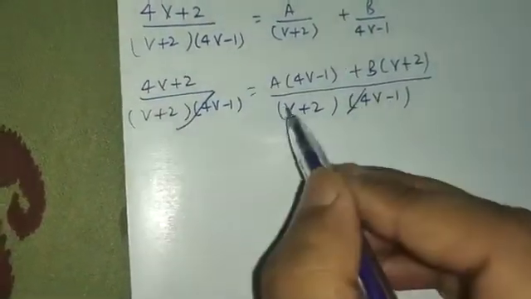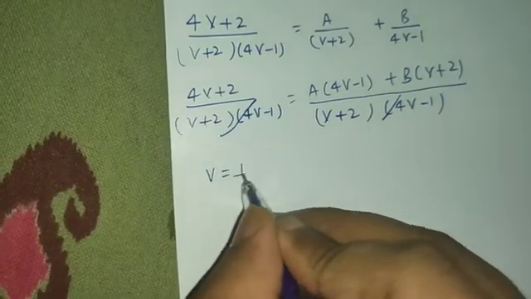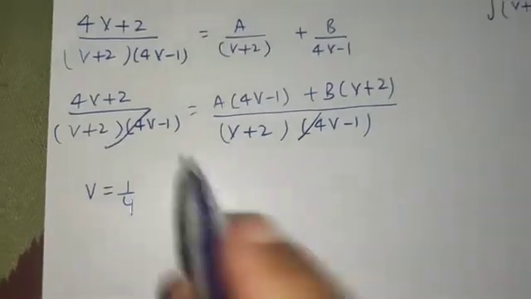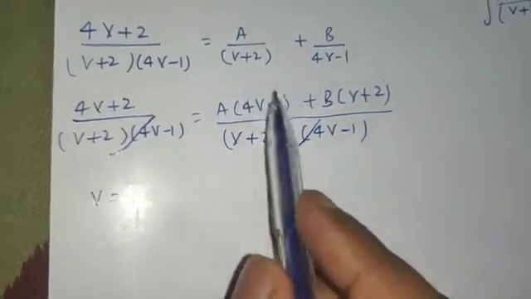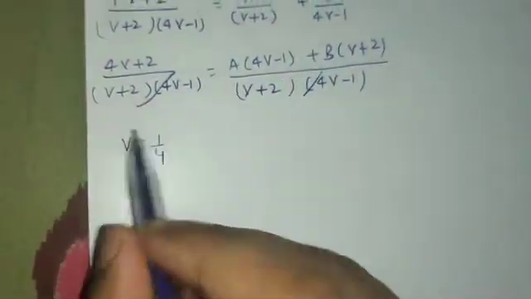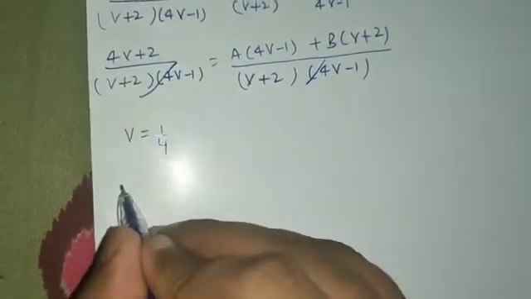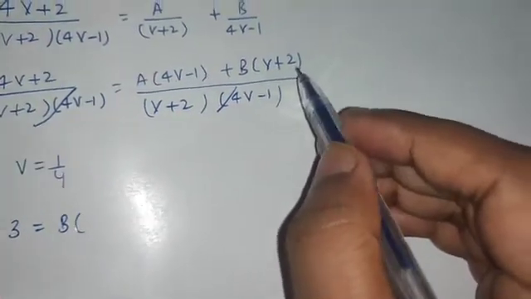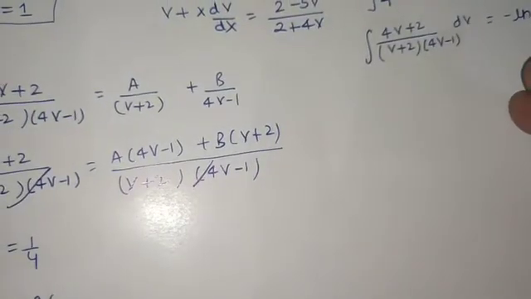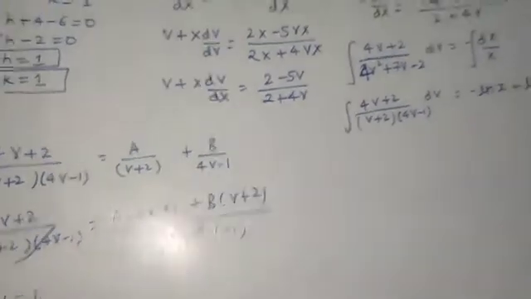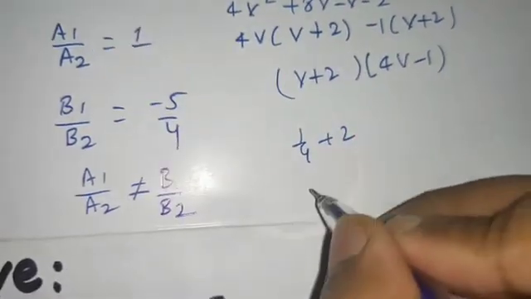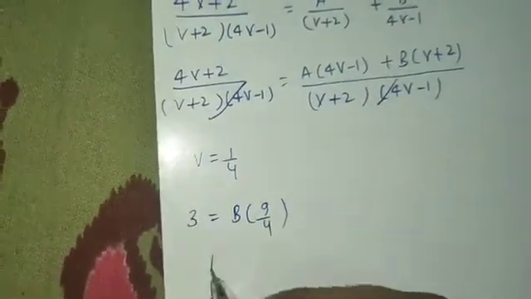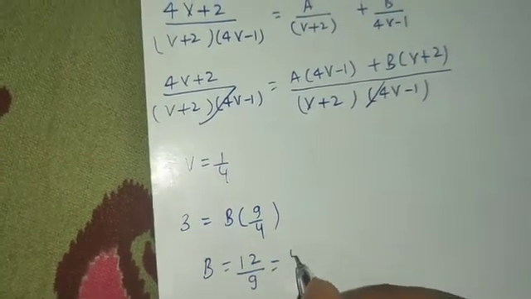This gets cancelled. Now if you take v as 1 by 4, what will happen? This will become 1 minus 1, which is 0. So this term will become 0. So I am taking v as 1 by 4. So 4 into 1 by 4, 1 plus 1, 3 in LHS. In RHS with b, I will have 1 by 4 plus 2. That is 9 by 4, isn't it? So b I am getting as 12 by 9, which is 4 by 3.